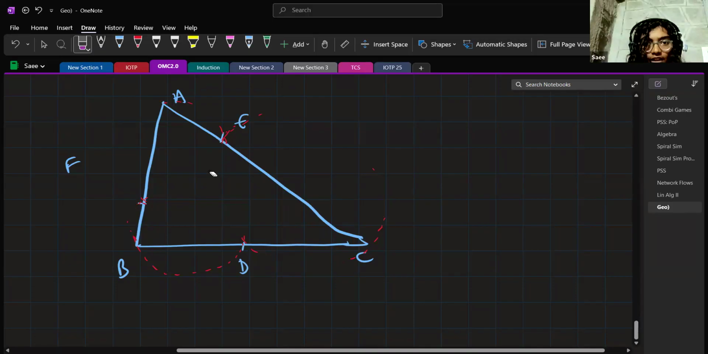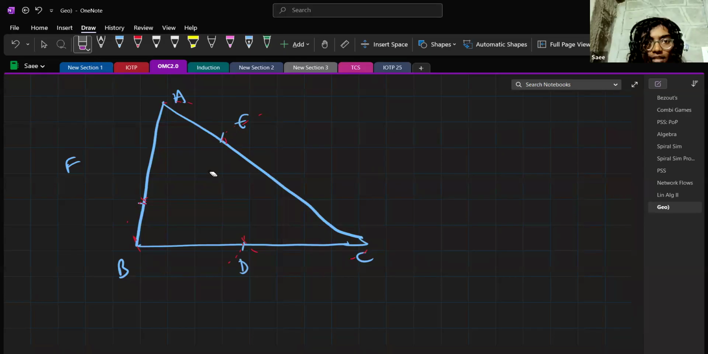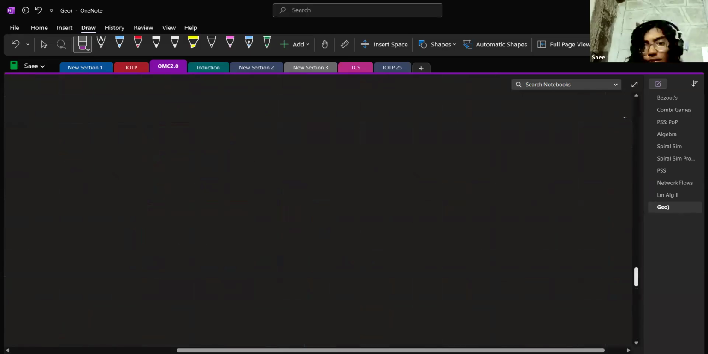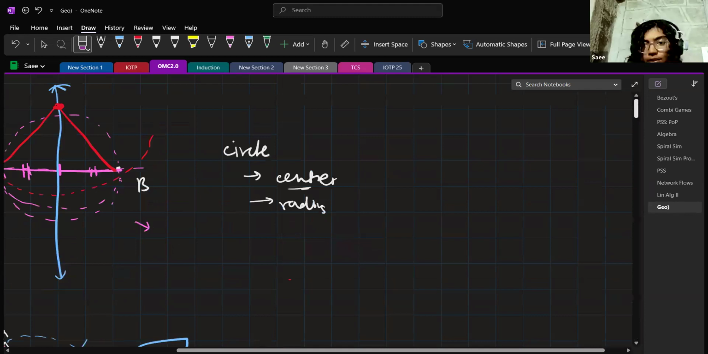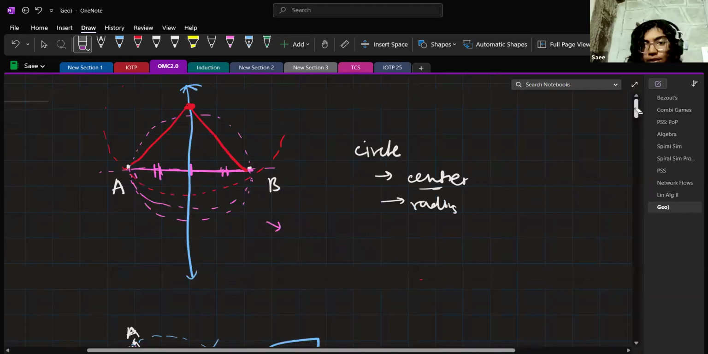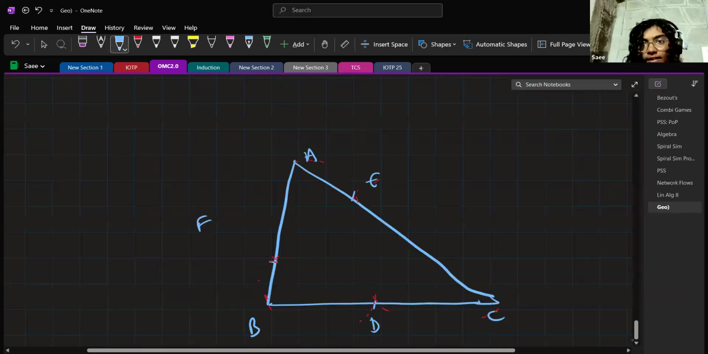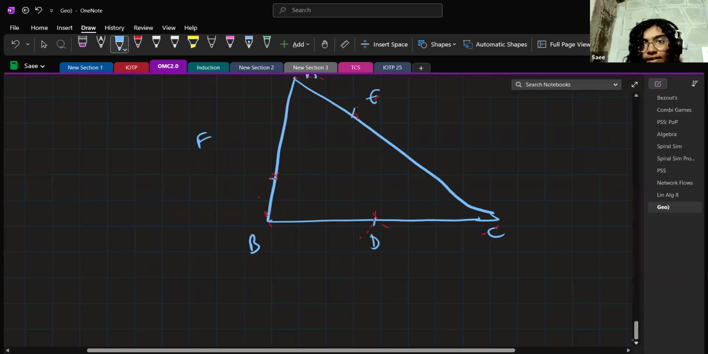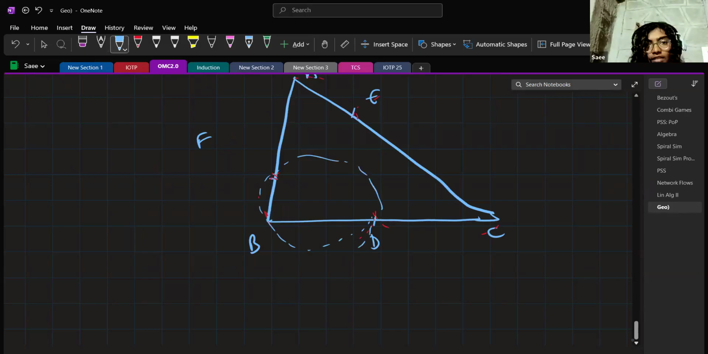Okay, so how do we even start proving this? Usually whenever we want to show some kind of concurrency, just remember the first two things that we showed were concurrent. We just considered two of the lines and then showed that the third has to pass through them. So I think that's a good strategy to have while showing concurrency. So let's just consider two circles for now. We will show that the third circle also passes through that intersection point. Right, so let's call the intersection of these two K, as someone suggested.